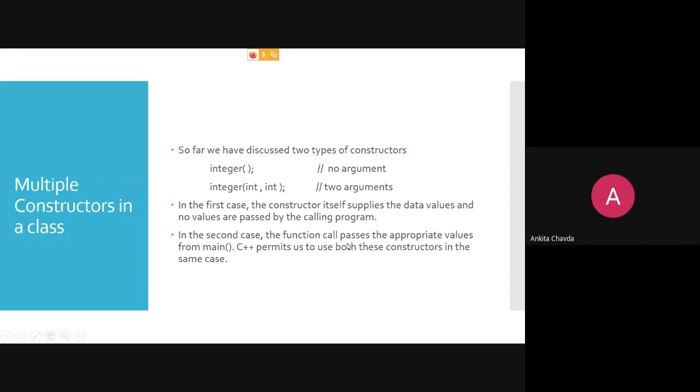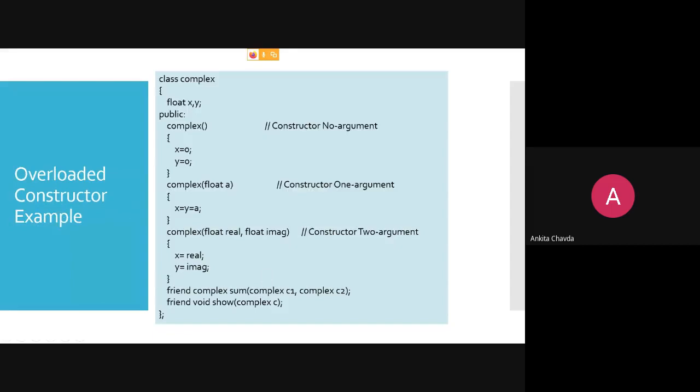So in the second case, the function call passes the appropriate value from the main, and C++ will permit us to use both constructors in the same program. So this is the program that I have written.